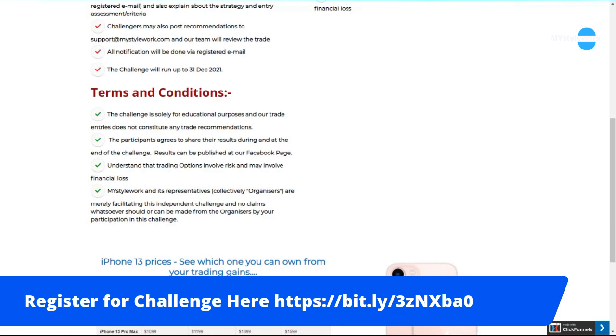The challenge would be for a period from today up till 31st of December. We need to do a cutoff. Of course, if during the next 3 months we can generate income to buy yourself an iPhone 13, that will be good. If you cannot, then if you make a little profit, it subsidizes your purchase. That will also be great.